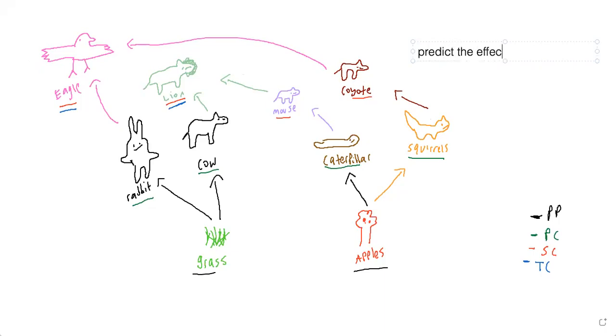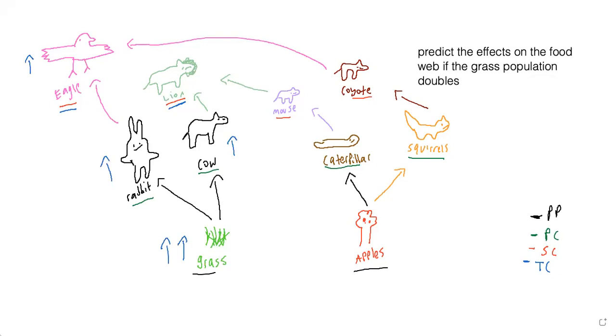Predict the effects on the food web if the apple or the grass population doubles. Okay, so now we have a fun one. Grass population is going to increase significantly. Cow population is going to increase. Rabbit population is going to increase. Eagles now have more food. Eagle population increases. Lion population increases.